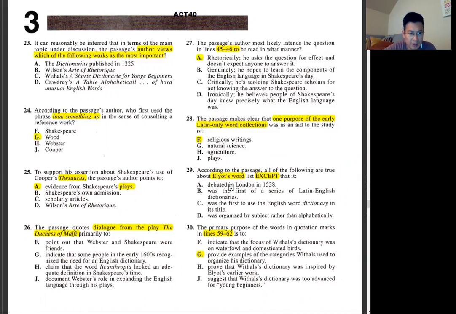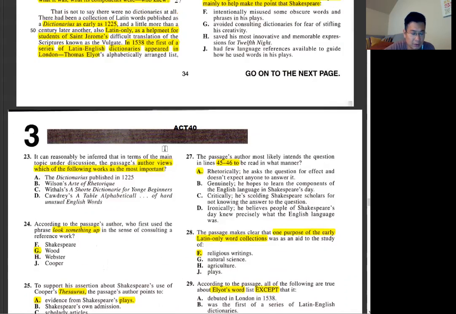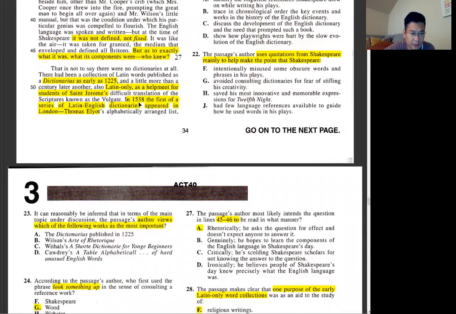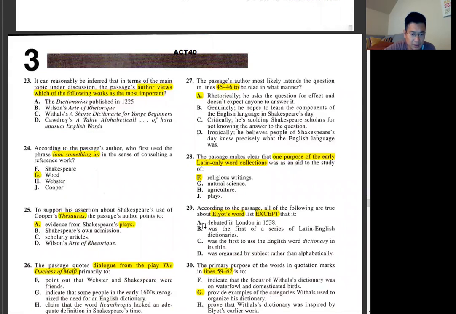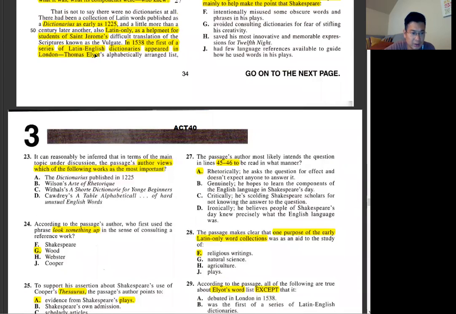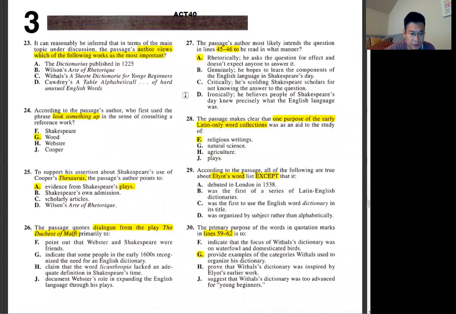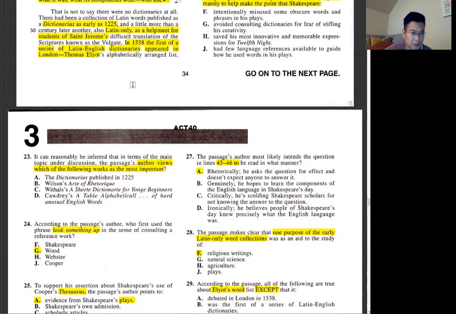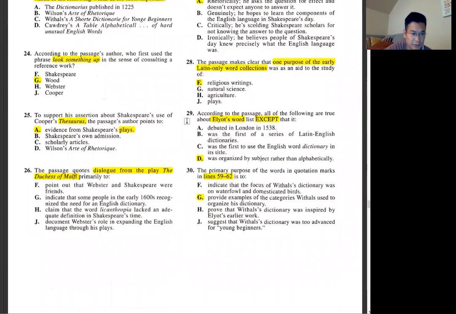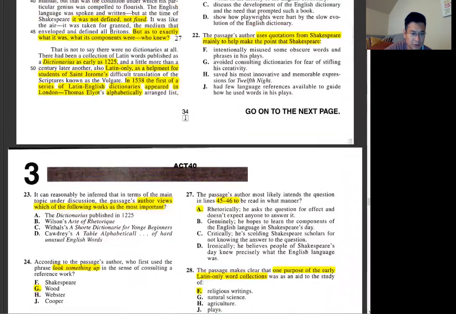And then 29, according to the passage, all of the following are true of the word list except. So debuted in London 1538, yeah, 1538 right there. And then was the first of a series of Latin-English dictionaries. Yes, it says here 252, 3. Was the first dictionary in its title? Yes. And originally by subject rather than alphabetical? No, because it says that it was alphabetically arranged. So that's D.